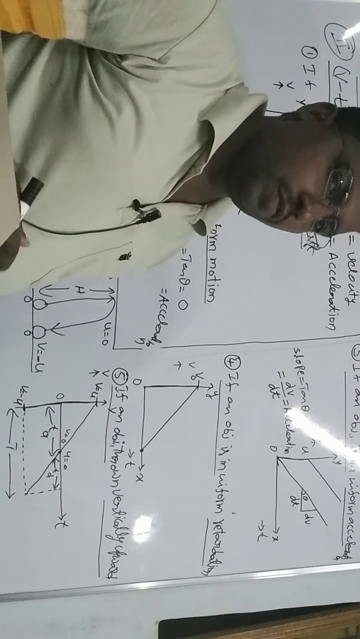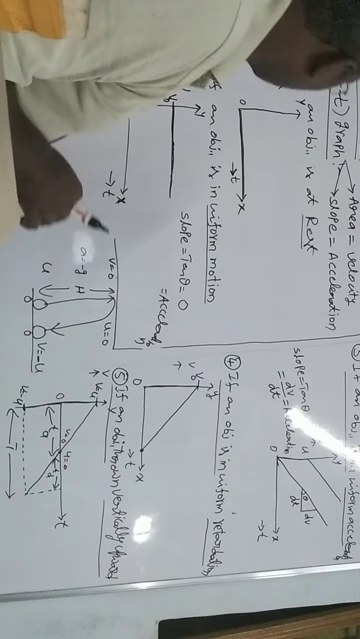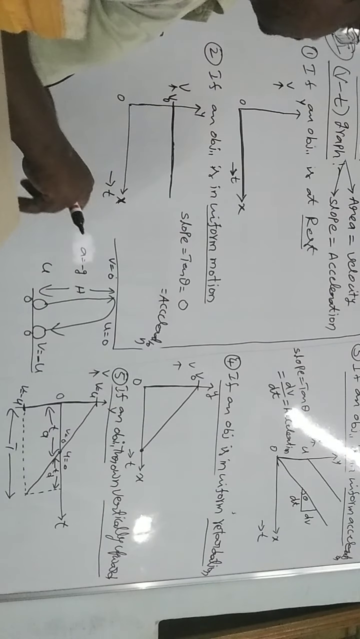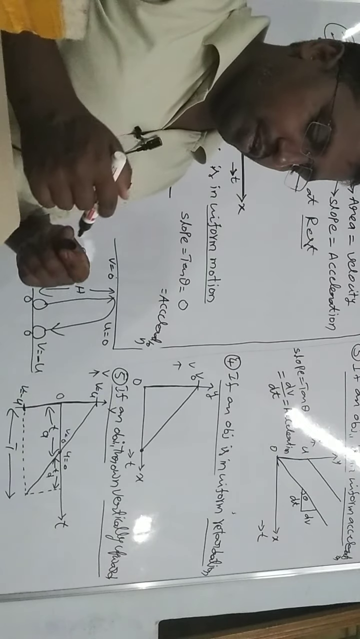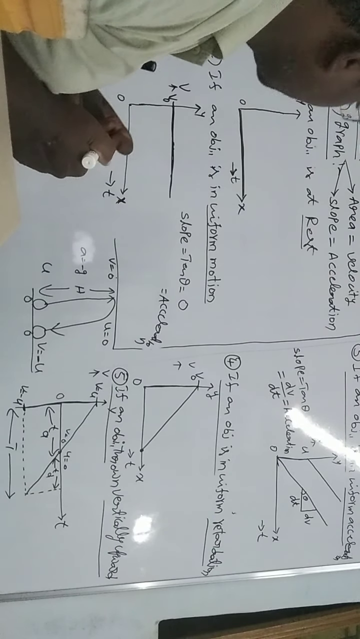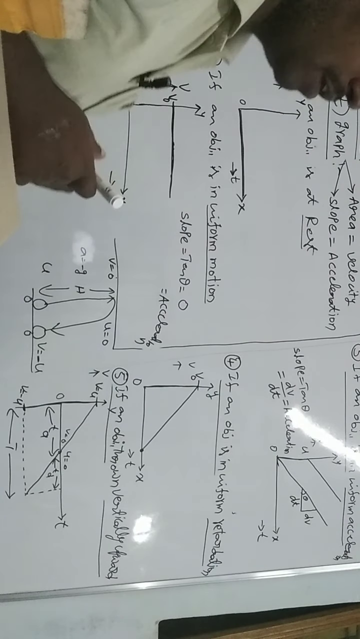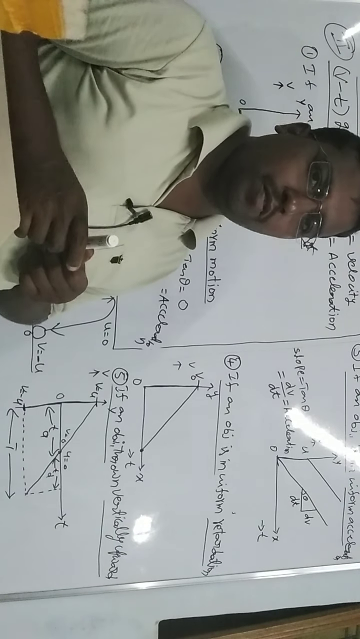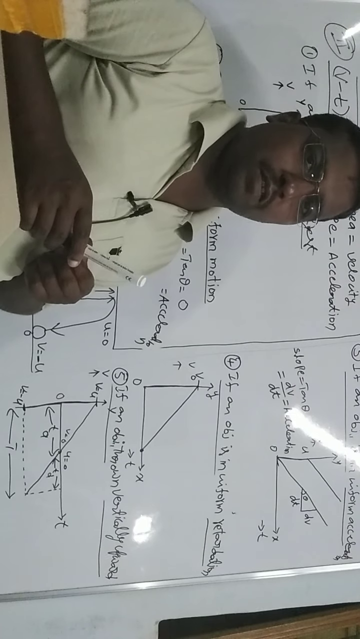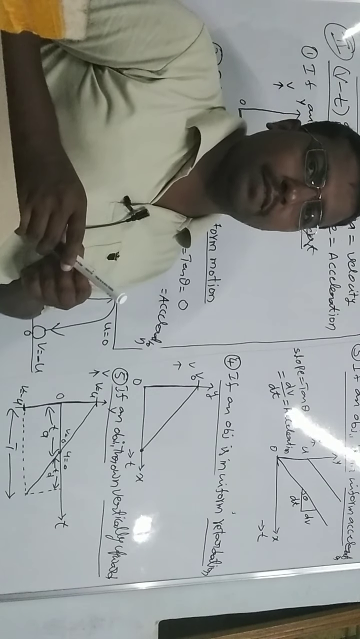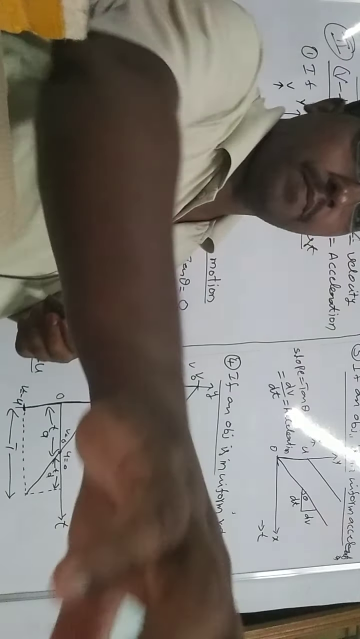Okay students, so these are the graphs. The XT graph we discussed in the previous class, and the VT graph we discussed in this one. And by using this graph we have to prove one of the equations of motion, s equal to ut plus half at square.